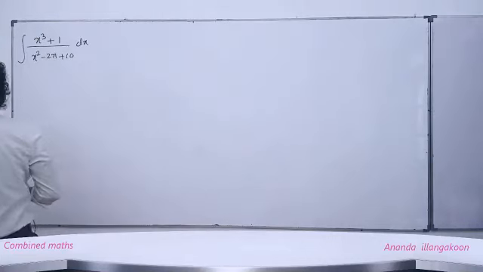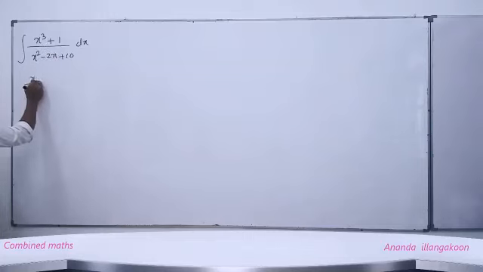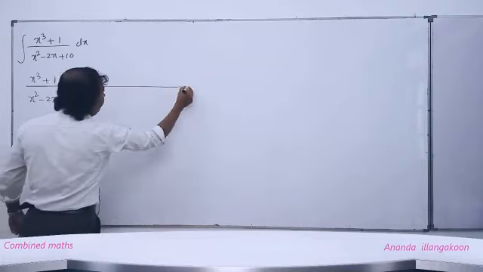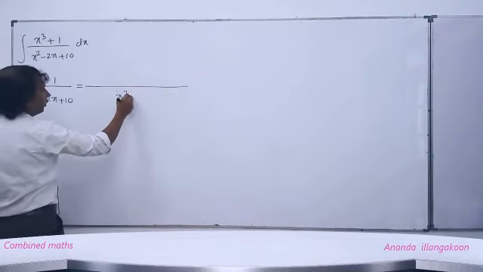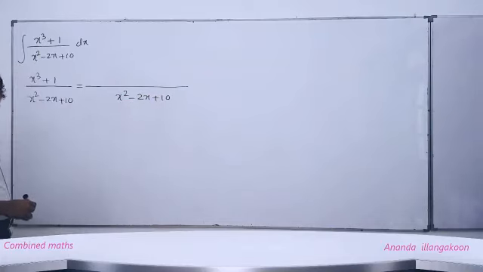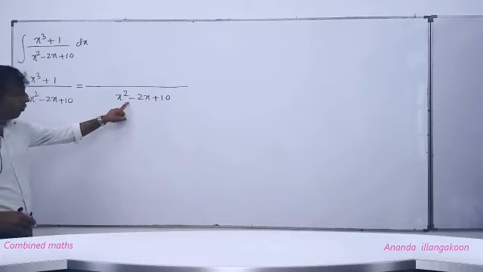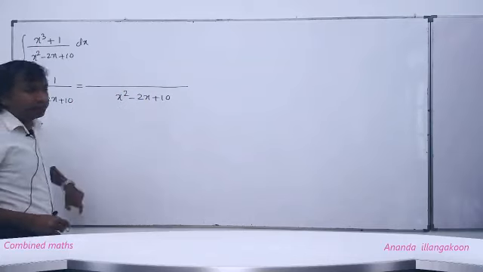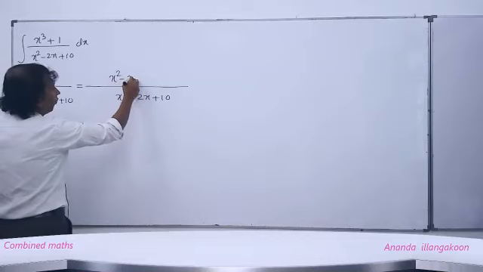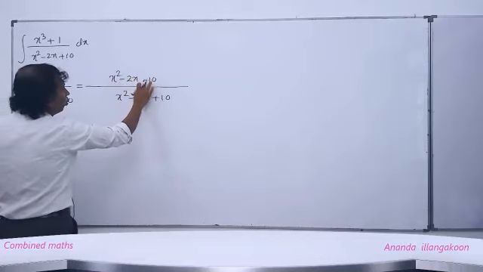Right. Now, people, I take x cubed plus 1 divided by x squared minus 2x plus 10. I write the denominator x squared minus 2x plus 10. Now I'm going to write this numerator x cubed plus 1 in terms of this denominator. So first I write this denominator at the numerator like this.